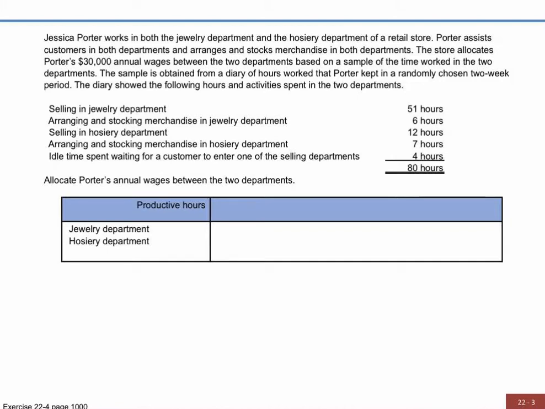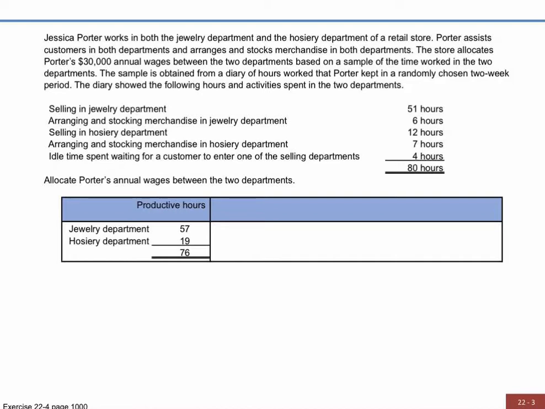So with the jewelry department, she had 51 hours of selling and 6 hours of stocking, so a total of 57 productive hours. For hosiery, she had 12 hours of selling, 7 hours of stocking, for a total of 19 productive hours. And then she also had 4 hours of idle time. So that idle time is not going to get charged to either the jewelry or to the hosiery. So we're going to have a total of 76 productive hours here.